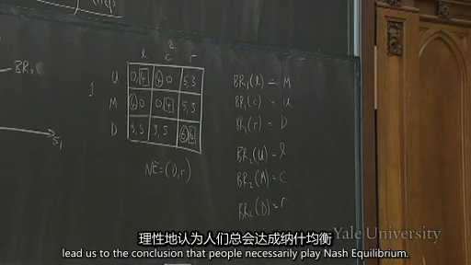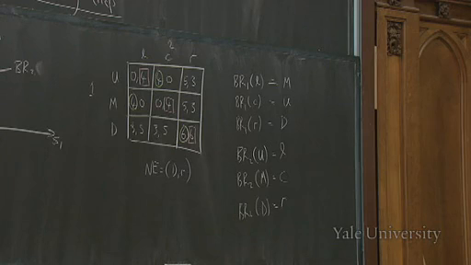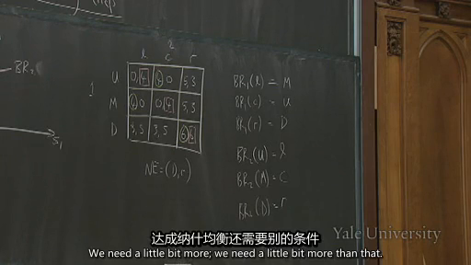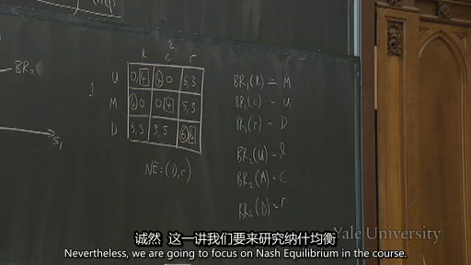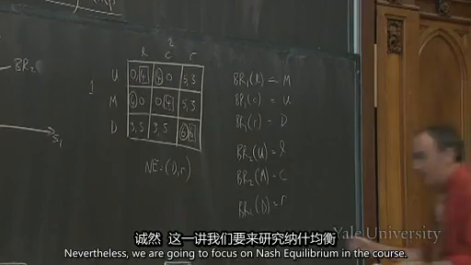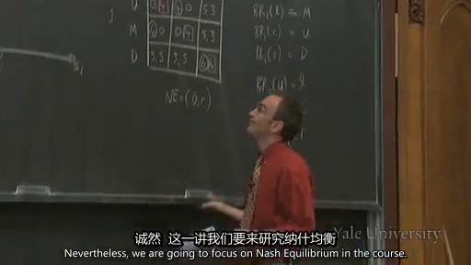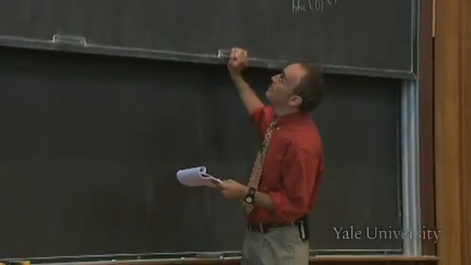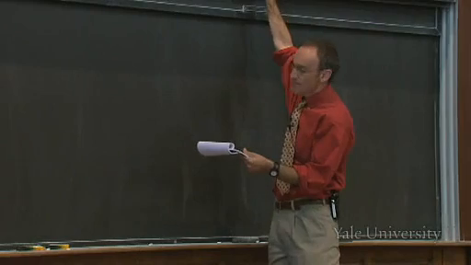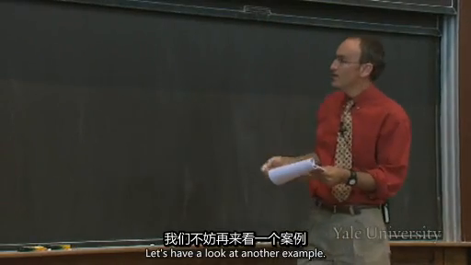Right? So just to underline what I'm saying rather messily there, rationality and those kind of arguments should not lead us to the conclusion that people necessarily play Nash equilibrium. All right? We need a little bit more than that. Nevertheless, we are going to focus on Nash equilibrium in the course. All right, let's have a look at another example.